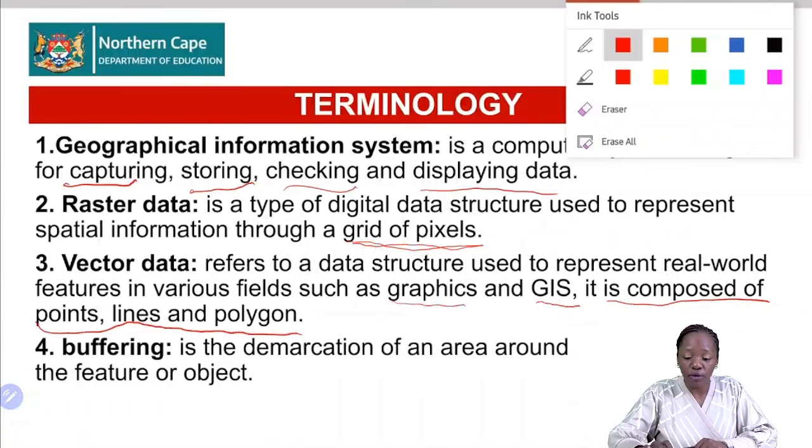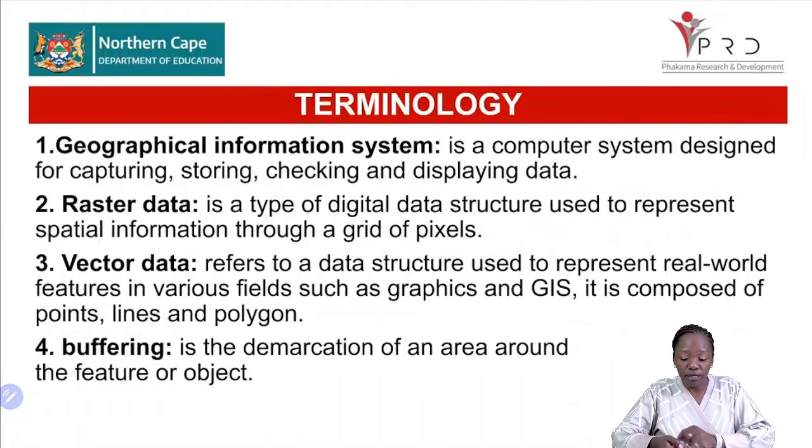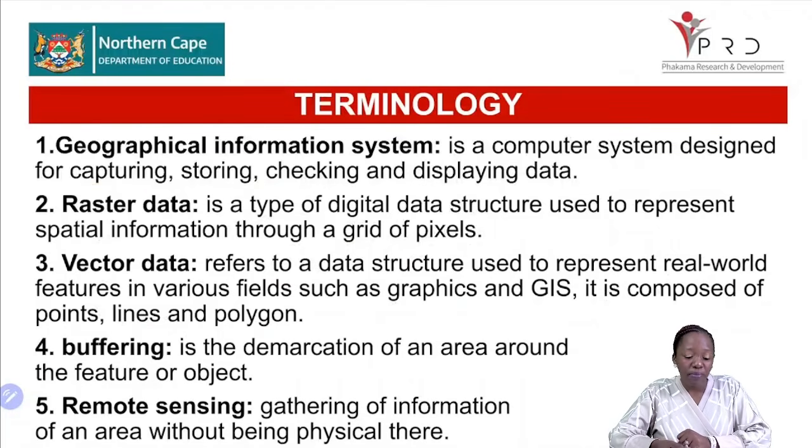Then we're going to carry on with our concepts. So we're looking at term number 5, remote sensing. When you're talking about remote sensing, you should understand that we are gathering information about an area without being physically there. So what tool are we using? We're using a satellite image to capture all this information without being physically there. That is important, that all this information is captured without being physically around.